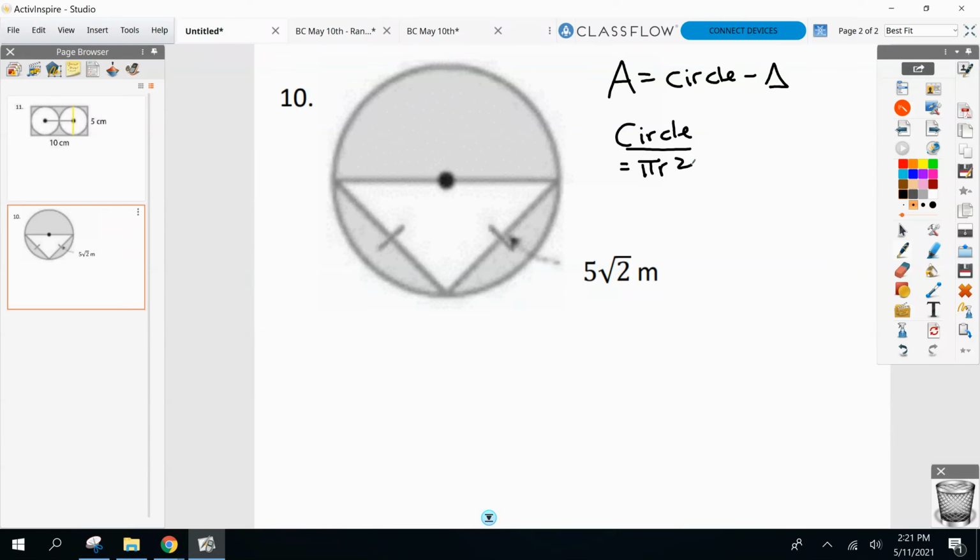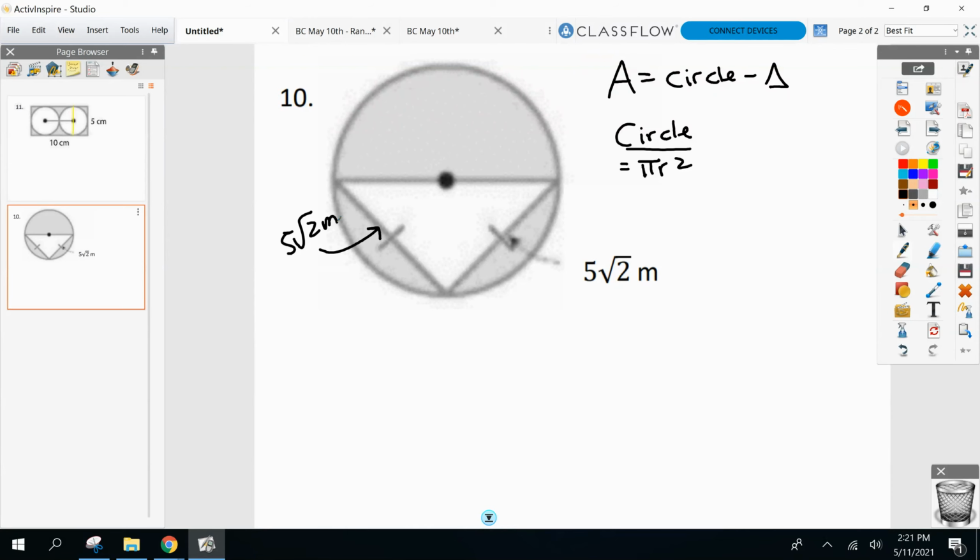Unfortunately, the 5 radical 2 is pointing to a chord and not the diameter or the radius, so I can't use 5 radical 2. But I can use it to get to the diameter. So I have 5 radical 2. The markings say these are congruent, so here's 5 radical 2 meters as well. There's a couple ways we could approach this. We could now do Pythagorean theorem to find the diameter.